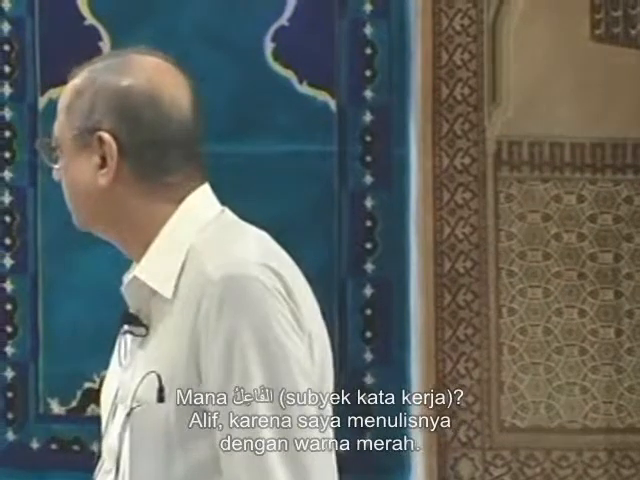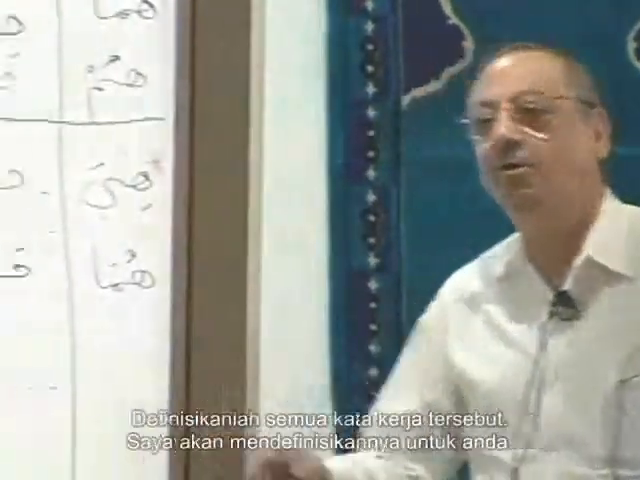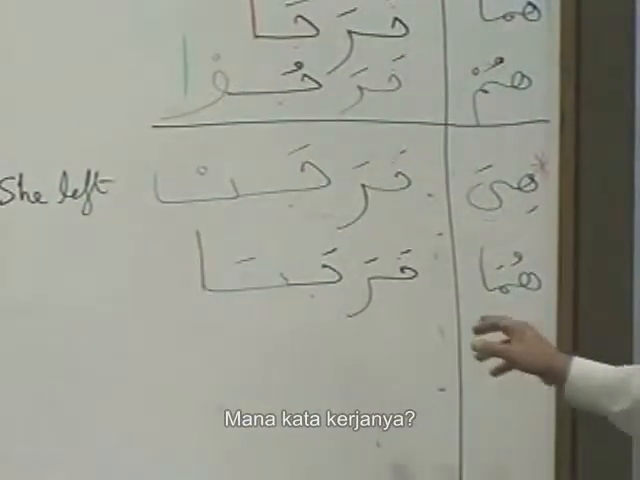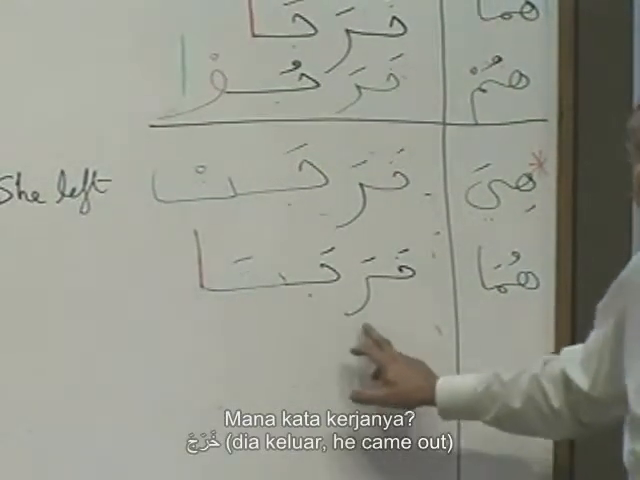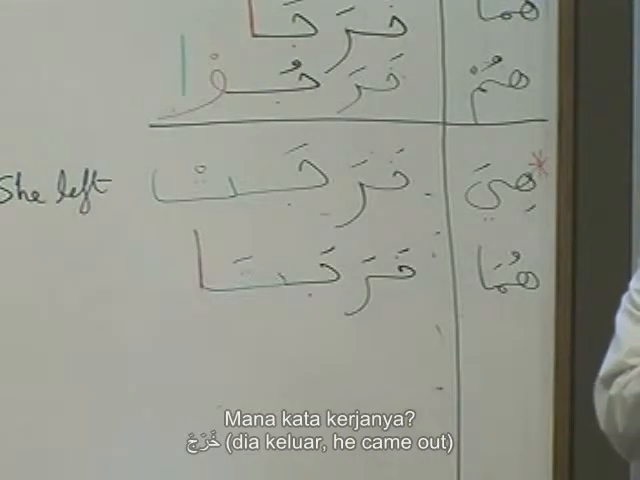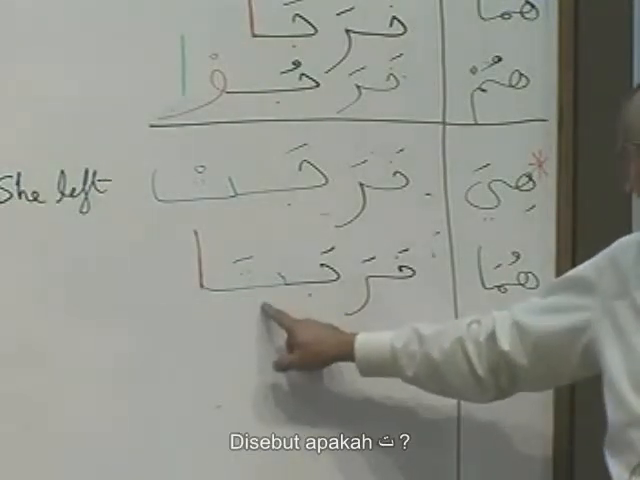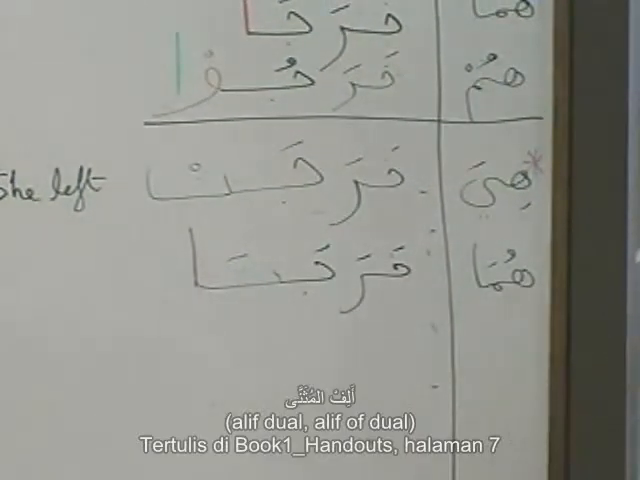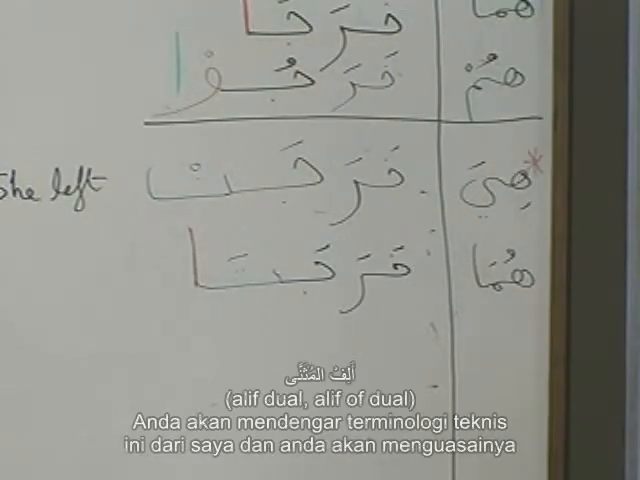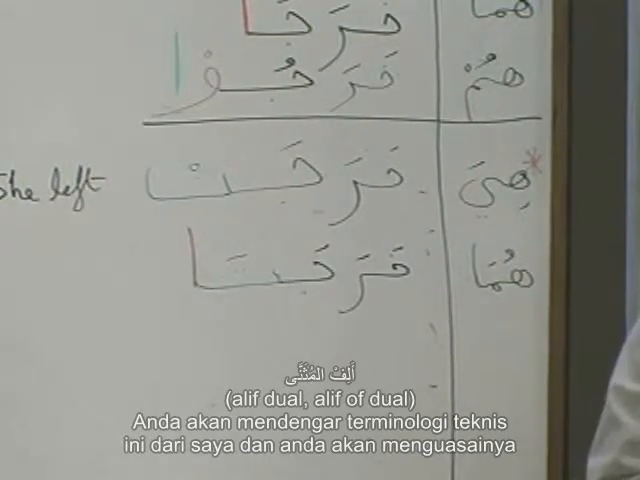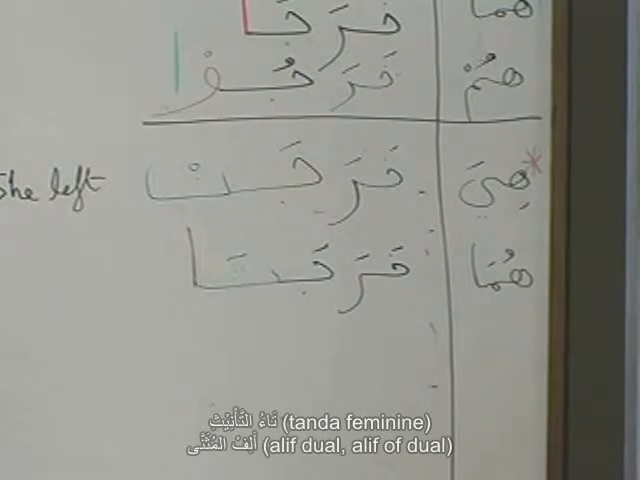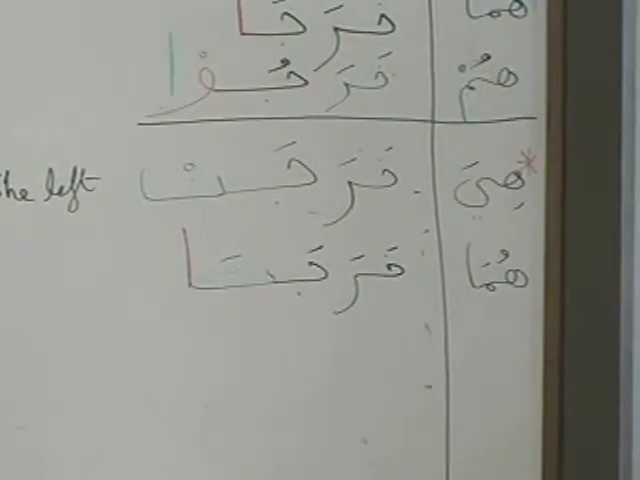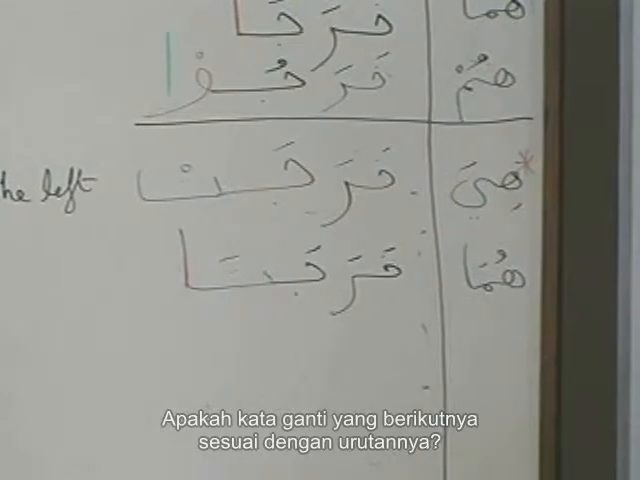Are you with me? So, define the whole thing. I'm defining to you. Where is the verb, brother? Kharaja. Where is the verb? Kharaja. And what is this? Ta? Tau tanisi. And where is the file? Alif musanna. Alif of the dual. It's written there in the handbook. Alif musanna. You will be hearing these technical terms from me, and inshallah you'll master them. Tau tanisi, alif musanna. Are you with me? What is the next in sequence?